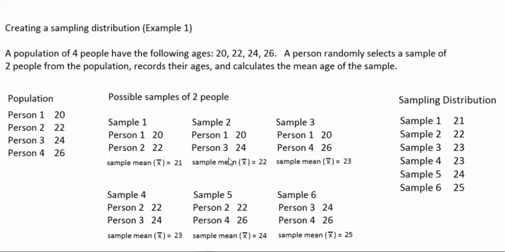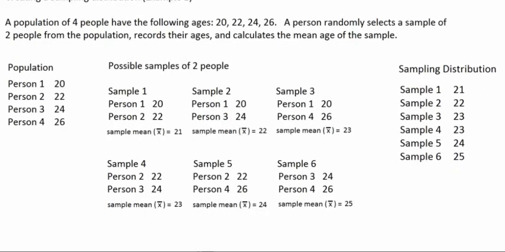Then what I did is I listed out the 6 answers over here. My 6 sample means are here. There's 1 for each of the 6 possible samples. And that's my sampling distribution. Now I can go one step further and turn this list into a graph like the ones I was showing you at the very beginning of the video. So let's do that.